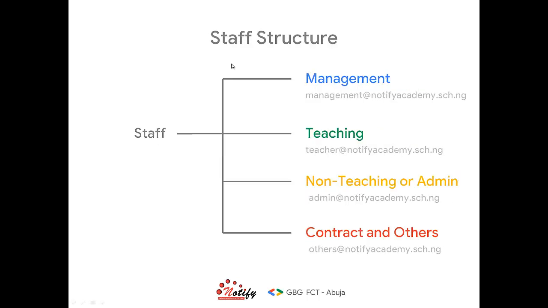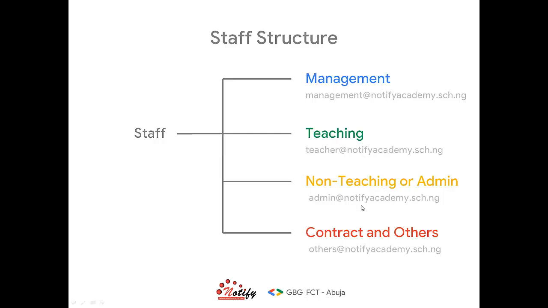Then this is the staff structure. Here you have management, the top management, people at management level like proprietors and the rest. Then you have teaching and non-teaching staff, right? For teaching, you're going to have accounts for teachers. Then we have non-teaching, maybe admin staff and the rest. You're going to have something for that.